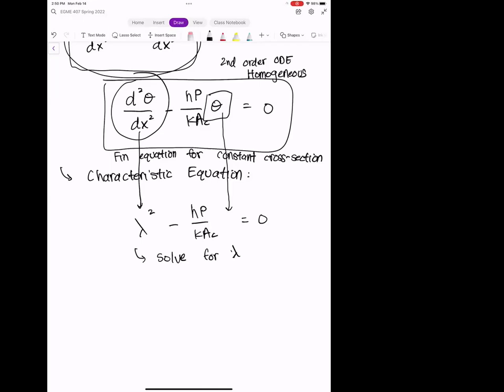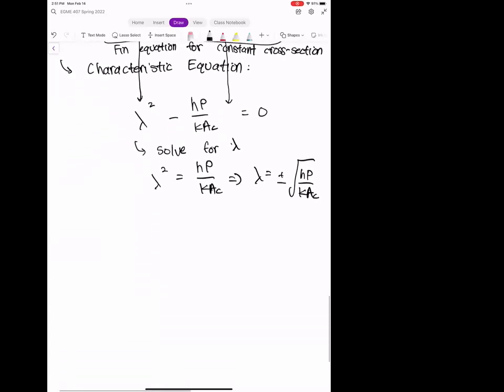Which in this case is fairly simple because we can just move the hP over kAc to the other side and take the square root. Okay. And so if we do that, we get lambda squared is equal to hP divided by kAc. Okay. We take the square root. We get lambda is equal to plus or minus the square root of hP over kAc. Okay. All right. And so the reason I put plus or minus there is because, when you take the square root of something, it can be either positive or negative, right?